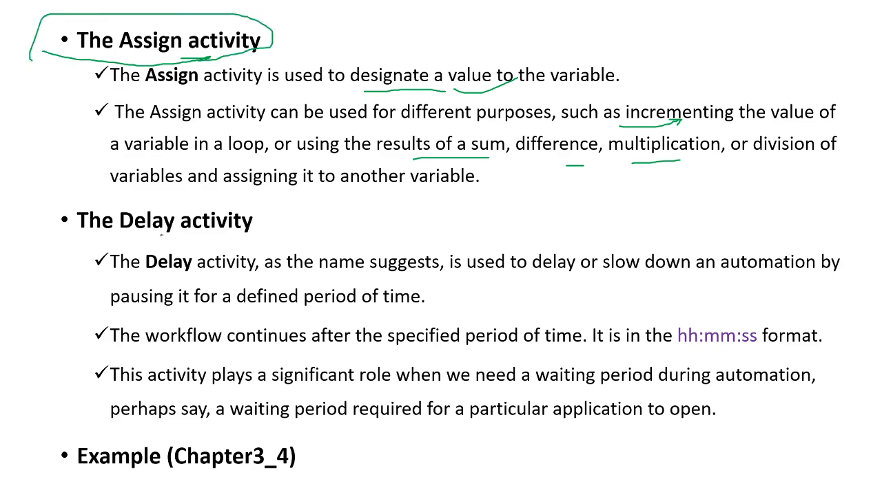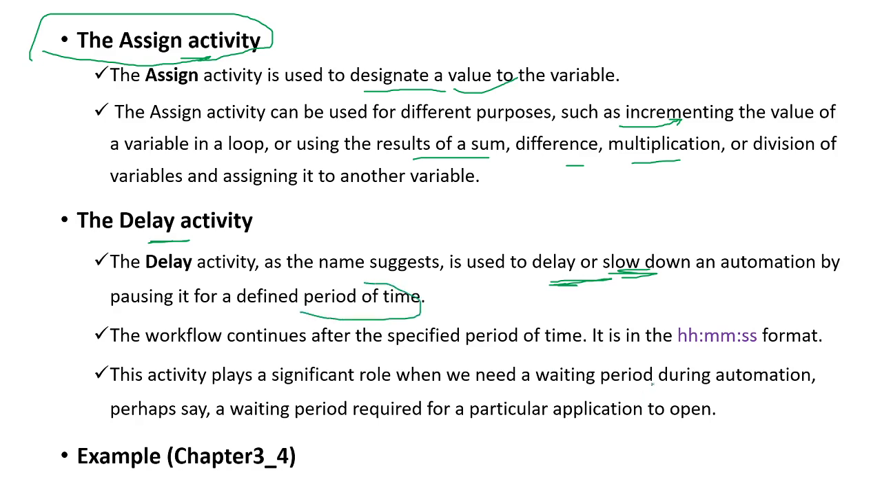Okay, I will cover delay activity also theoretically, then I will come back to the example and show you what is the job of assign activity and what is the job of delay activity. The delay activity, as the name itself says, is used to introduce some delay, or to give a pause to the automation, for a certain period of time.